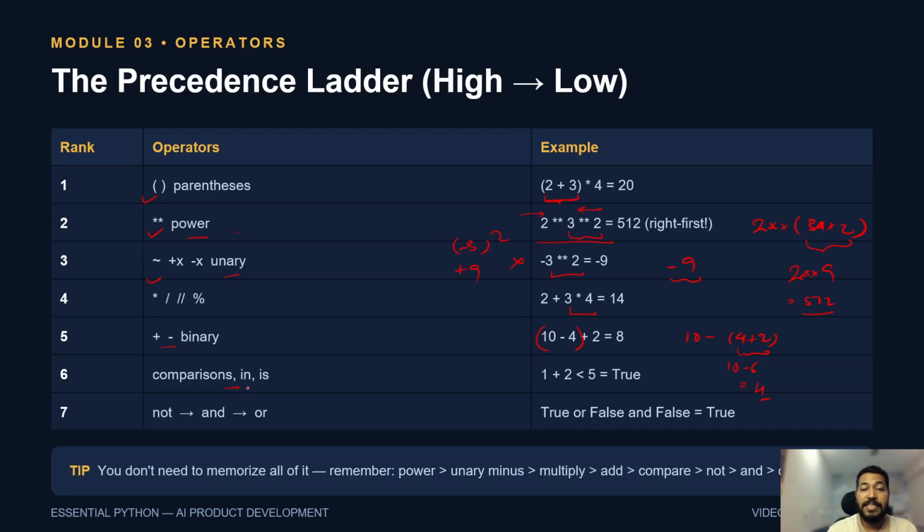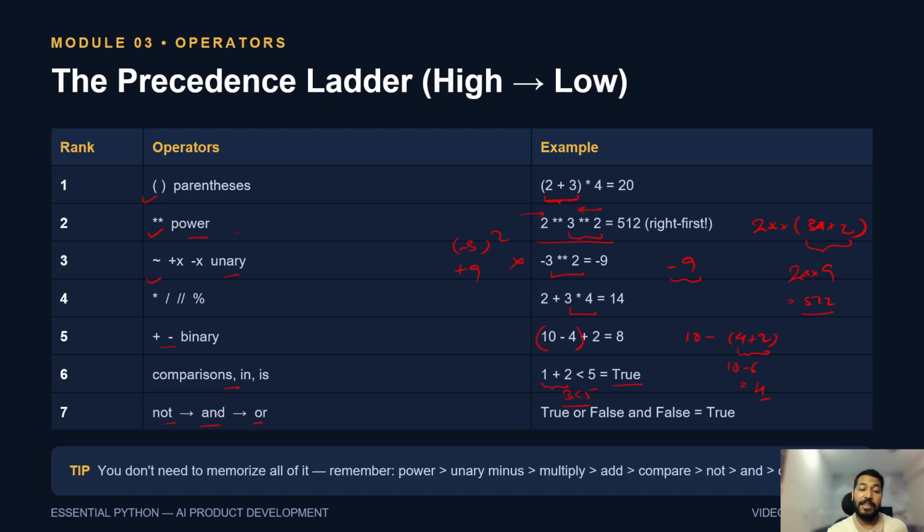Then comparison is in. If you look at the whole big expression, all the operators we are using, that is where it will come at the 6th place. So for that, what it will do: 1 plus 2, 3 less than 5. Yeah, true, that's what it's returning. Okay, then the not, and, and or operators. Generally, we give more preference to the and operator than or.